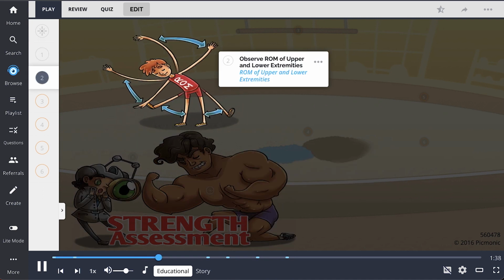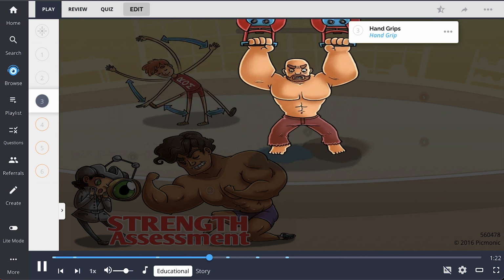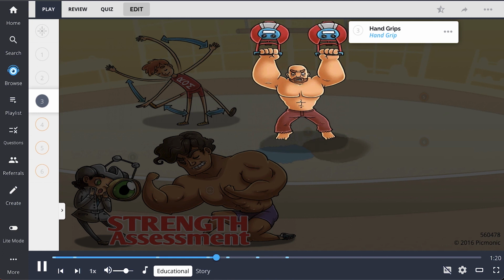The next step is to observe the range of motion, ROM, of the upper and lower extremities, shown as ROM of upper and lower extremities. Take note if there are any limitations in active range of motion, ROM, or pain with movement. Now we move on to assessing motor power, starting with hand grips, shown as the hand grip.